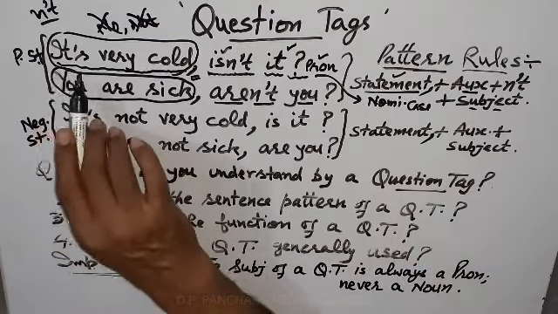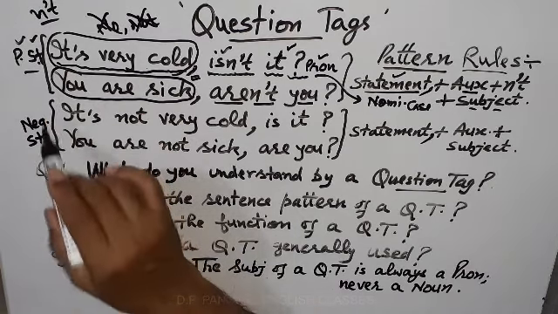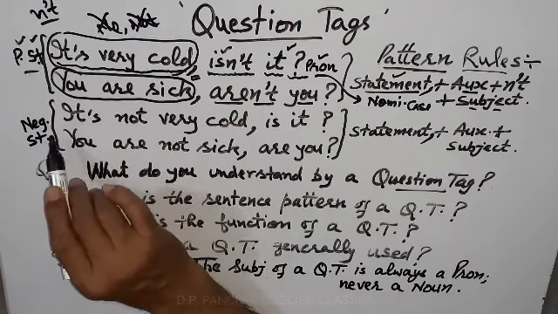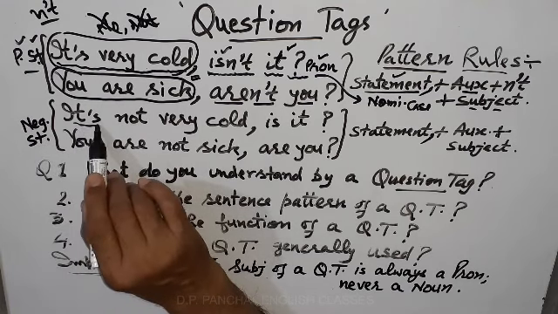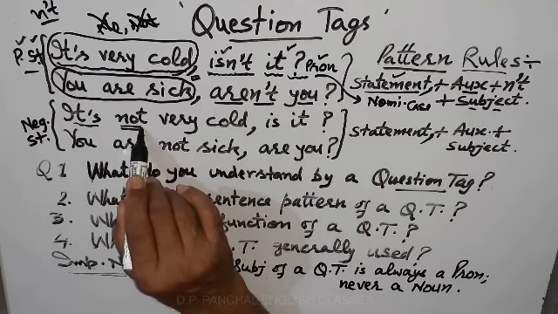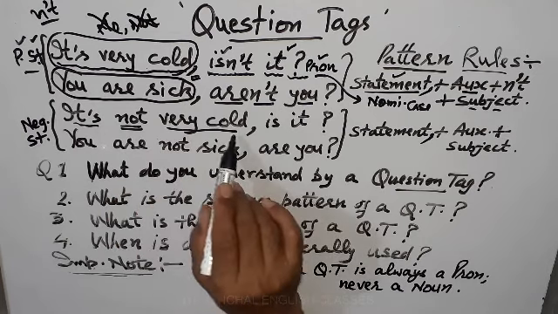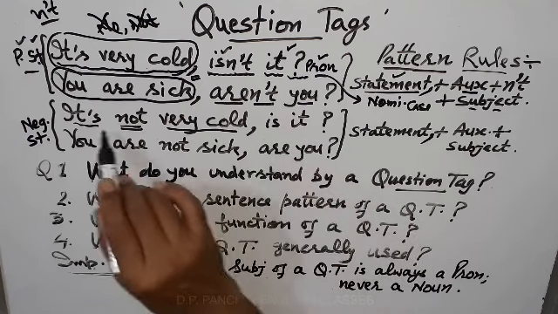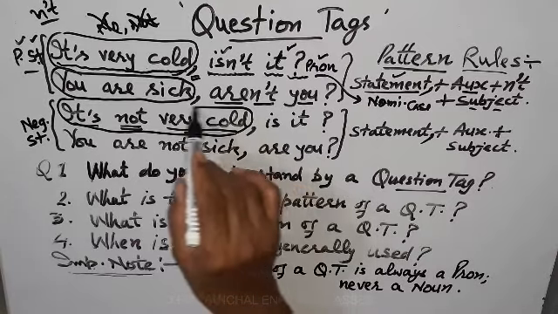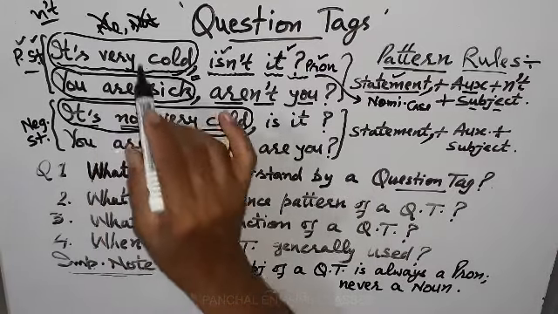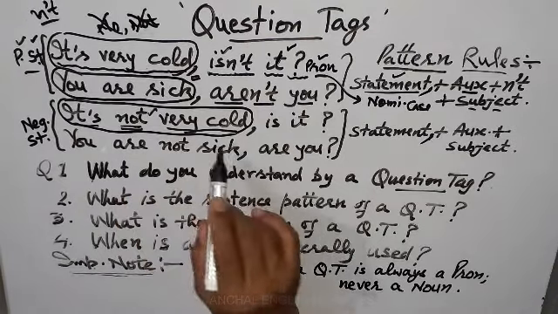These we were talking about the positive statements or the assertive statements. Next, now we have one more pair, that is of negative sentences. Negative. It's not very cold. Is it? Okay. This is a statement, but this is different from the above mentioned statement. Is it a negative statement? It contains not. Negative statement.